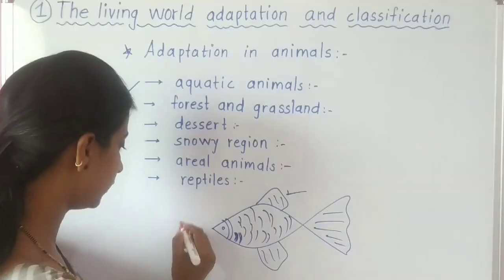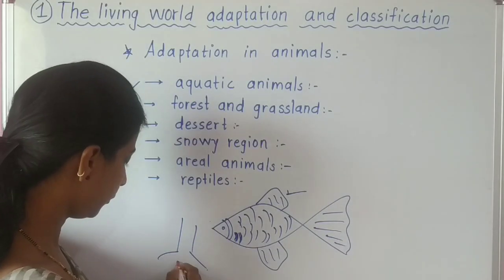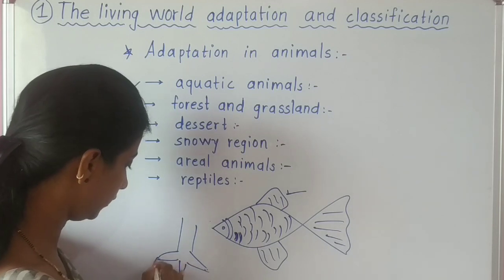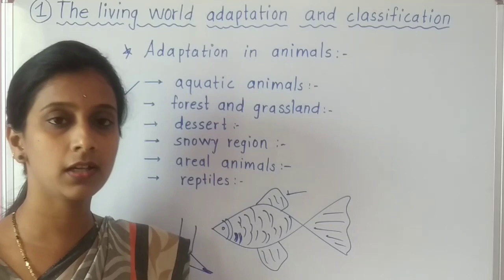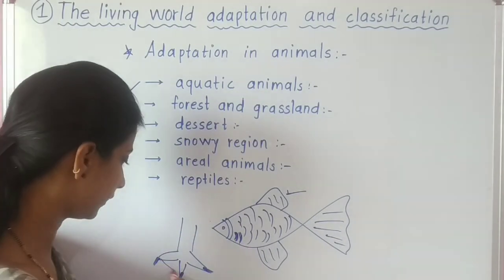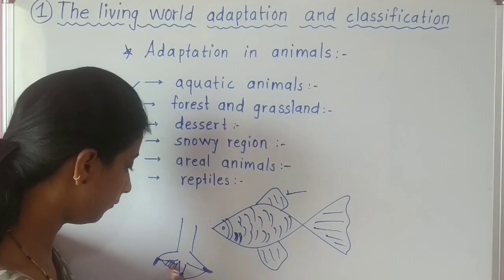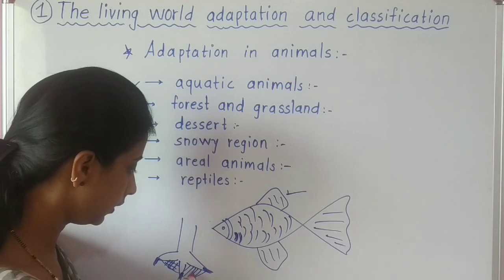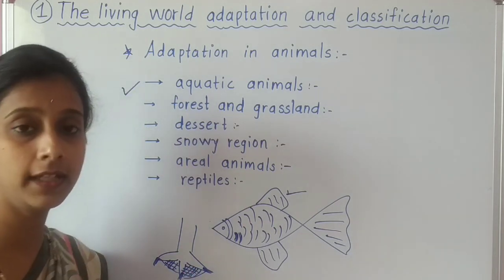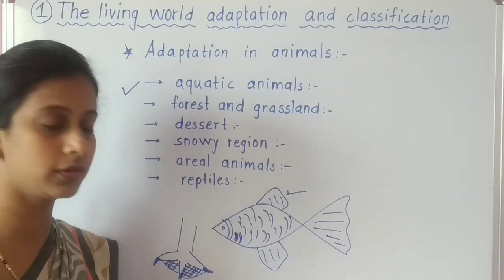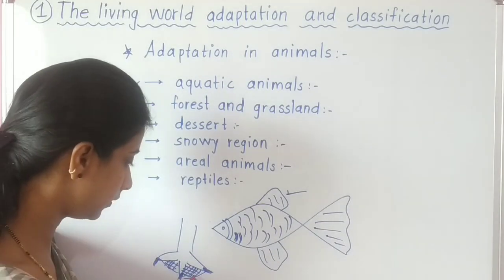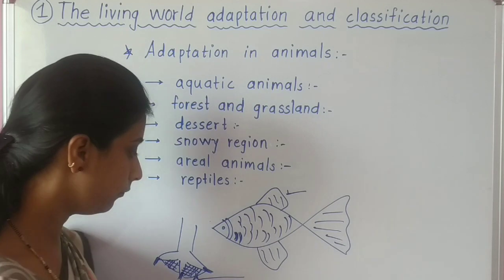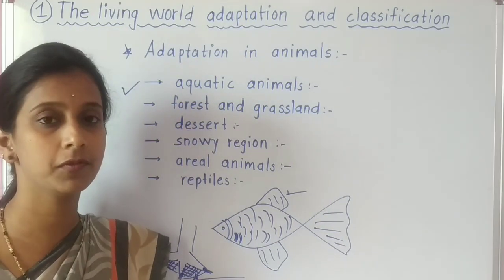Now come to another adaptation. Suppose this is a leg of a water bird or a frog. Frogs have such kinds of legs, and they have webbed toes. Birds like ducks have webbed toes. This structure is said to be webbed toes. So why do they have these webbed toes?